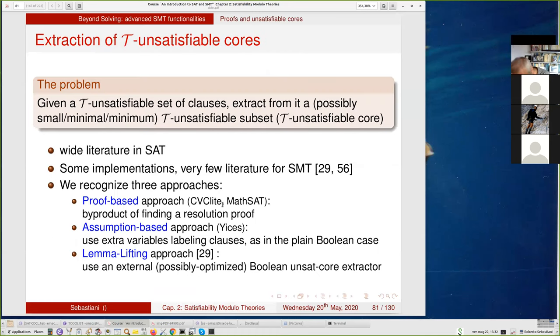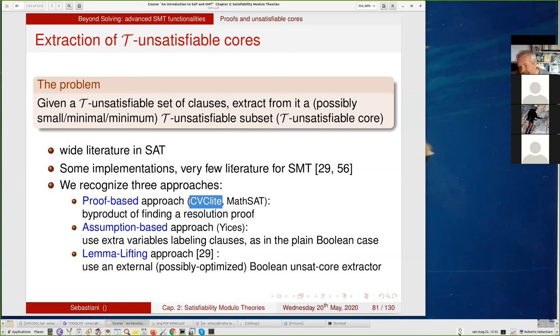Okay. So UNSAT core extraction comes nearly for free from the fact that we can produce resolution proofs in SMT, and from the extraction of UNSAT cores in SAT. The problem is, given a theory-unsatisfiable set of clauses, you can extract from it a probably small, minimal theory-unsatisfiable subset, which is called the theory UNSAT core. Surprisingly, there is a wide literature in SAT, but very small literature in SMT. We see this in CVC4, now CVC5 is more maintained.